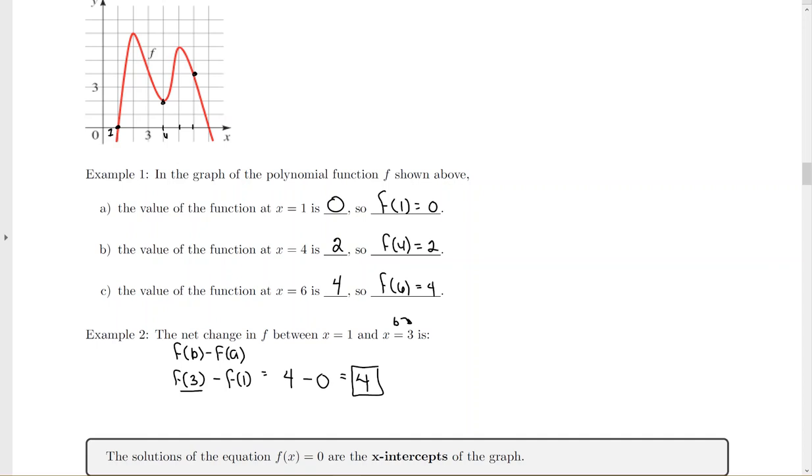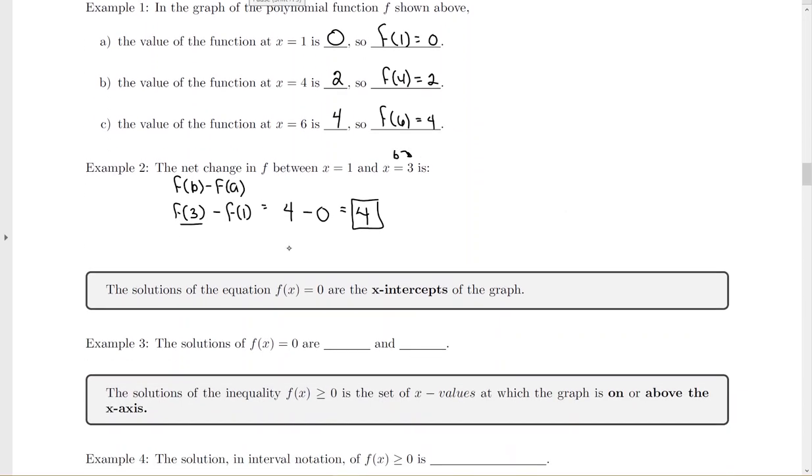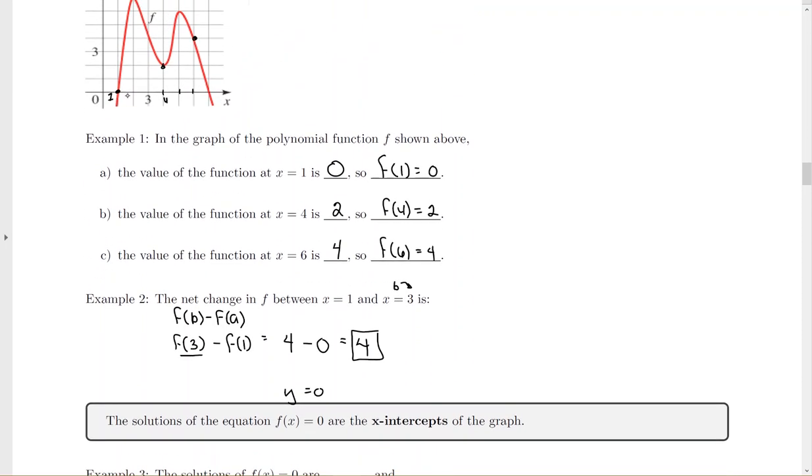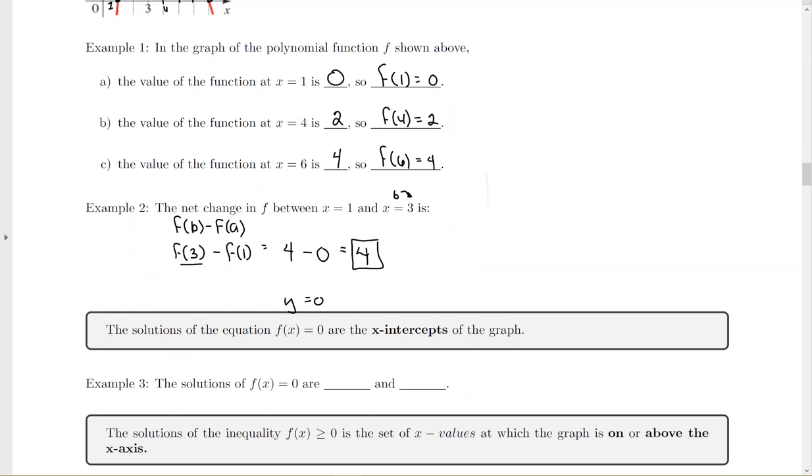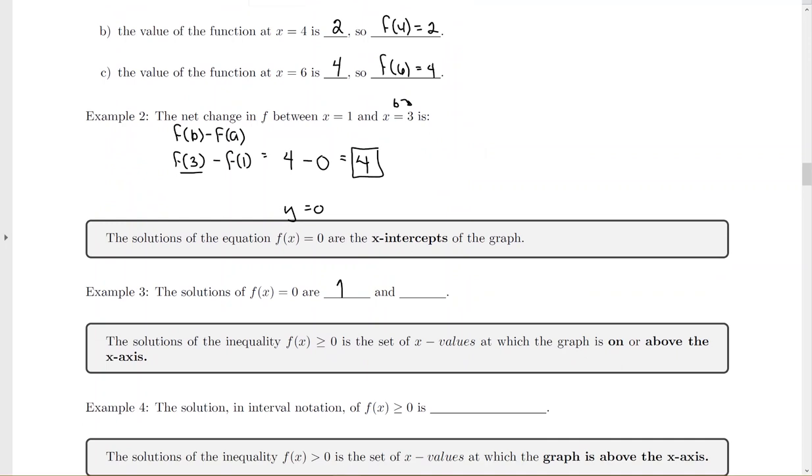So the solutions of f of x equals 0. Remember, another name for f of x is y. So we're looking for the x-intercepts. When you let y equal 0, you're finding x-intercepts. So the solutions of this function, or the x-intercepts, and again we just look at the graph here, are at x equals 1 and x equals 5, 6, 7. So 1 and 7. Those are the solutions.